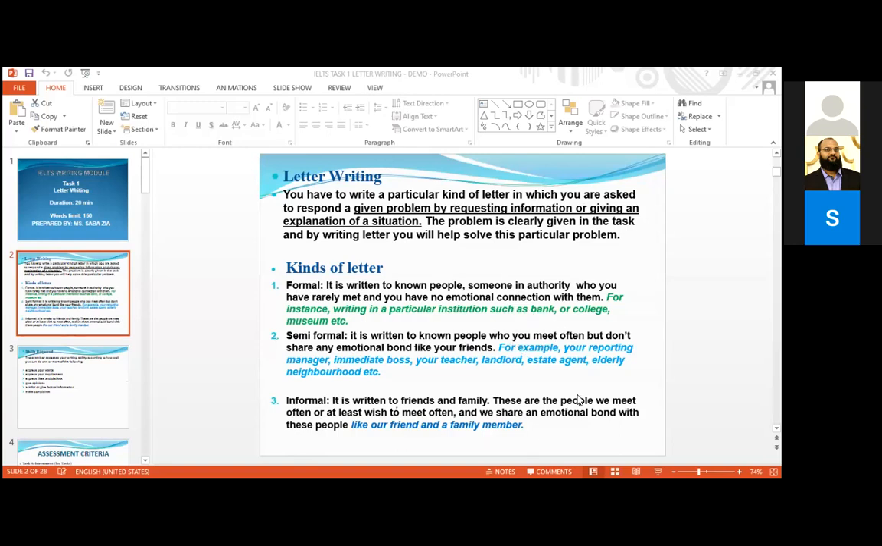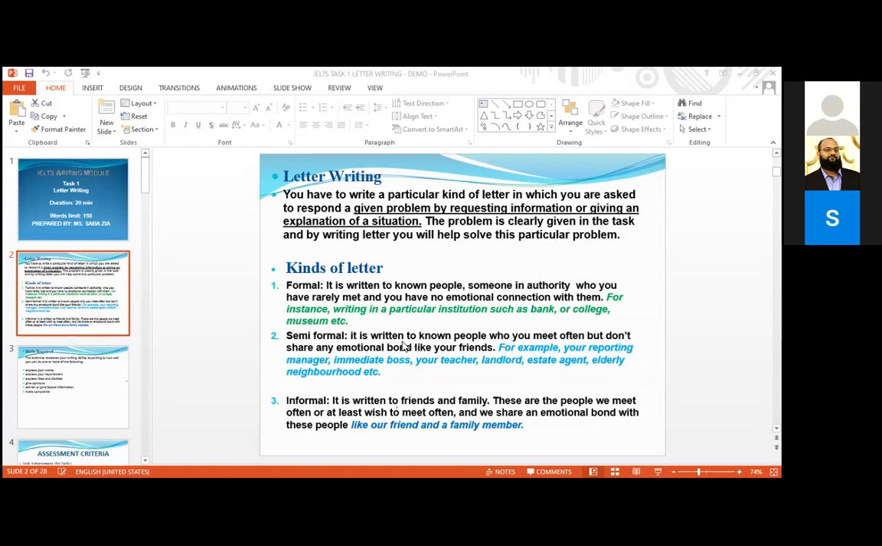आप उनसे मिलते भी हैं daily basis पे, but still do not share any kind of emotional bond like your friends. For example, like I work with Sir Khwaja Sibur Rahman, right? Like on the online platform. Yet I regularly speak to Sir Hasib, okay, and we have conversation as well, related to the work, but still I do not share that emotional bond. So, in this kind of situation, as an immediate boss or as my teacher, I have to be semi-formal, okay. So writing to your reporting manager, immediate boss, teacher, state agent, elderly neighborhood, in all these contexts, you have to be semi-formal.